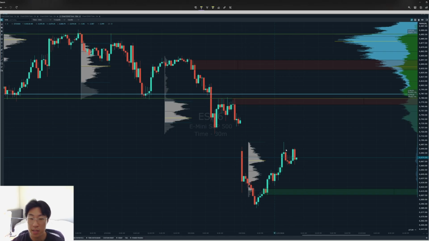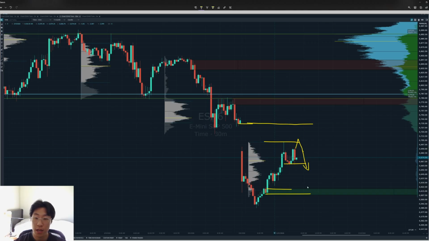So going into today, I had two levels that I wanted to watch. The 6700 level, playing the gap fill back to the upside right over here, or if price was unable to break above this, right, then I was looking to take a trade to the downside, targeting this level of demand.